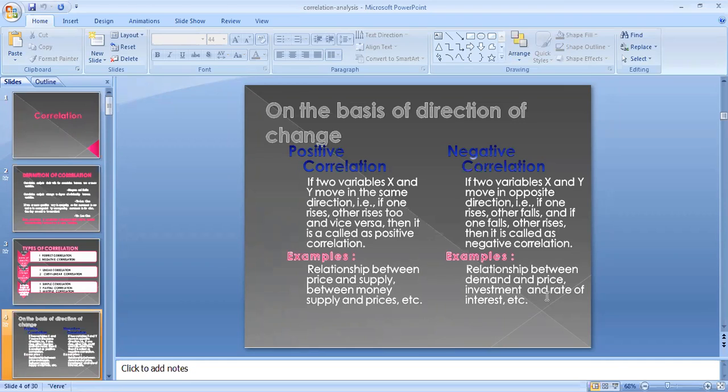And investment and rate of interest: if the rate of interest increases, investment decreases. If investment increases, the rate of interest decreases. So this is the negative correlation.